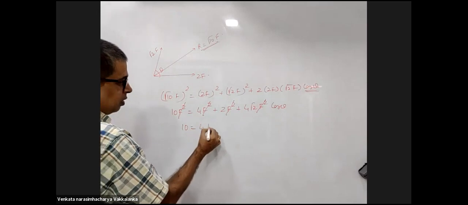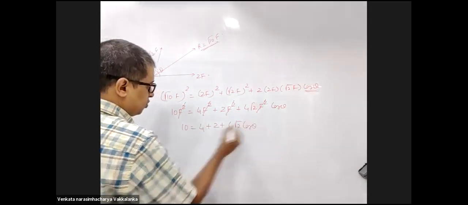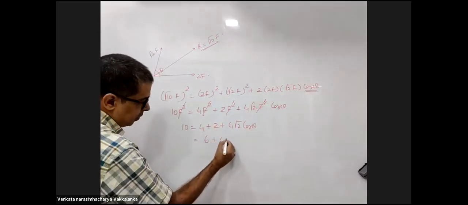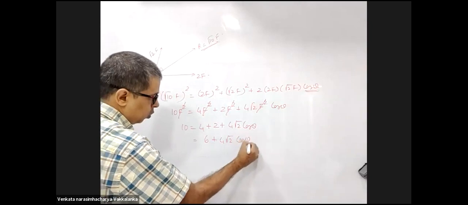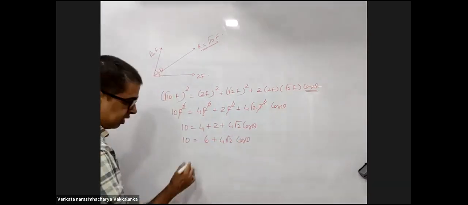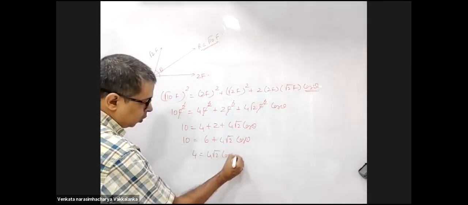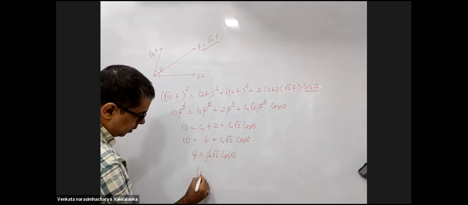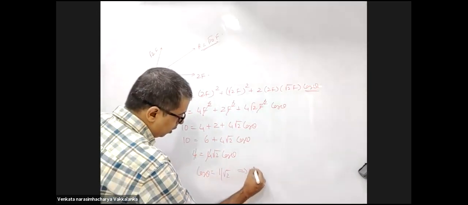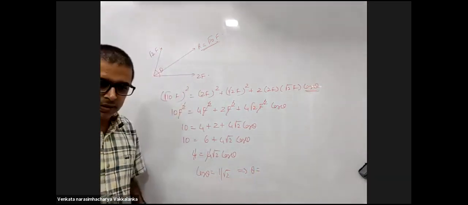10 is equal to 4 plus 2 plus 4 root 2 cos theta. 4 plus 2 is 6 plus 4 root 2 cos theta. Bring 6 to the left. 10 minus 6 is 4. 4 root 2 cos theta. Cos theta is 1 by root 2. How much will theta be? 45.